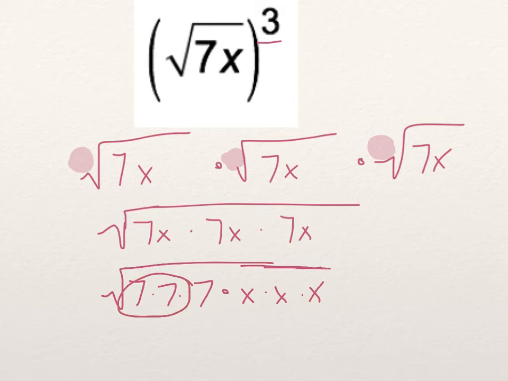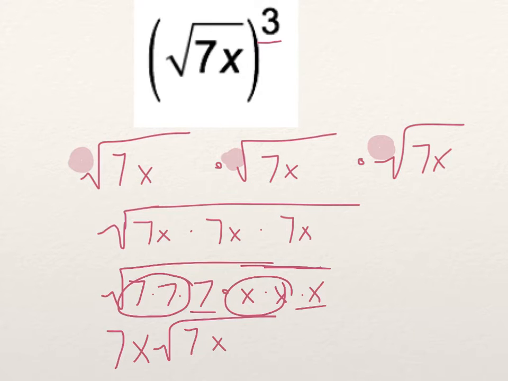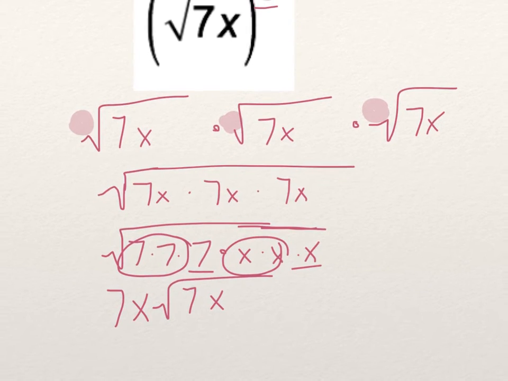And we can circle our pairs. So a 7 comes out on the outside and an x comes out on the outside, and we're left with whatever's not circled on the inside. So we have 7 times x on the inside. So we end up getting the same answer as the one before.